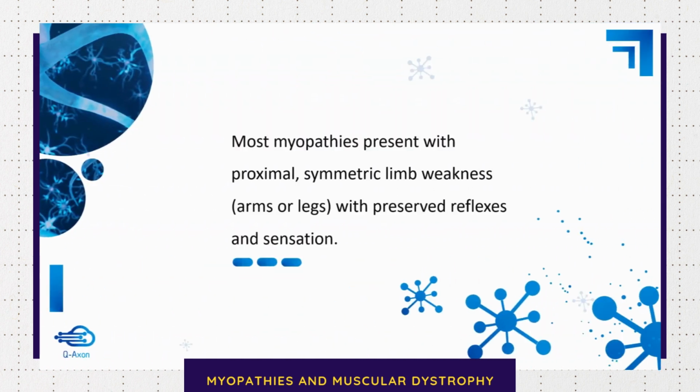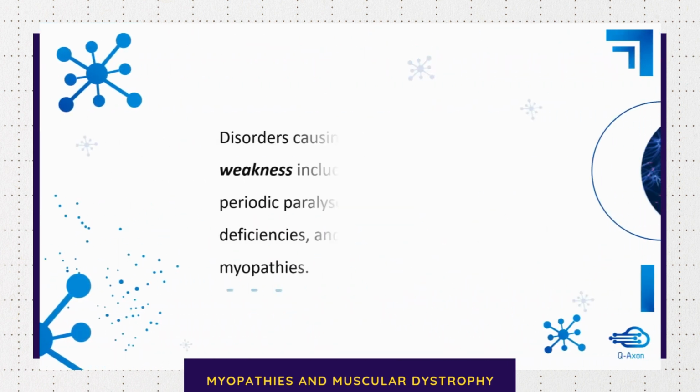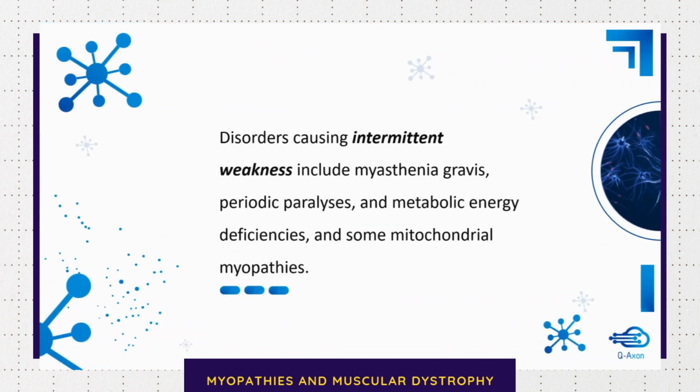Now, the primary symptom in most myopathies is muscle weakness without any sensory symptoms. So, myopathy typically presents as symmetrical proximal muscle weakness involving mainly the pelvic girdle muscles or the shoulder girdle muscles. Also, the reflexes are preserved. Now, the type of weakness in most myopathies is persistent weakness.